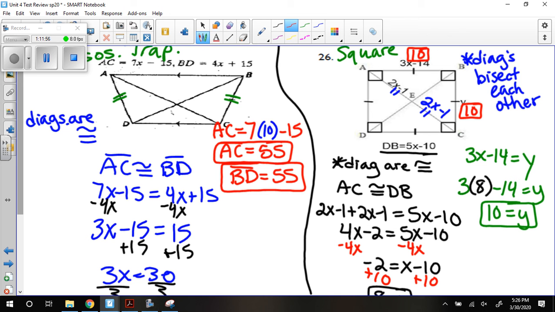Okay, you are also told to find dB, so I'll just plug into that. We've got 5 times our 8, which is going to be 40, minus 10, which is 30. Okay, so that's dB is 30. And then on AE, we've got 2 times x minus 1. 2 times 8 is 16, minus 1 is 15. Okay, so from A to E is 15.